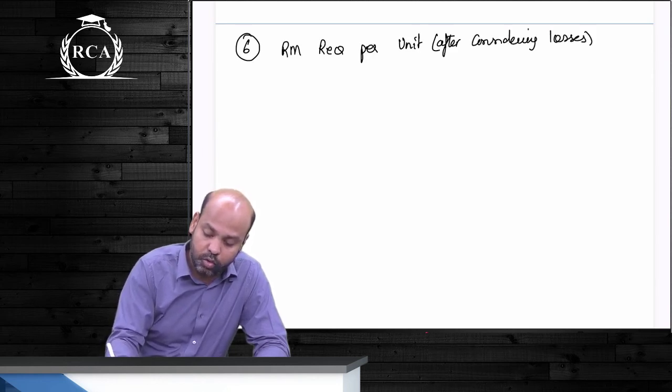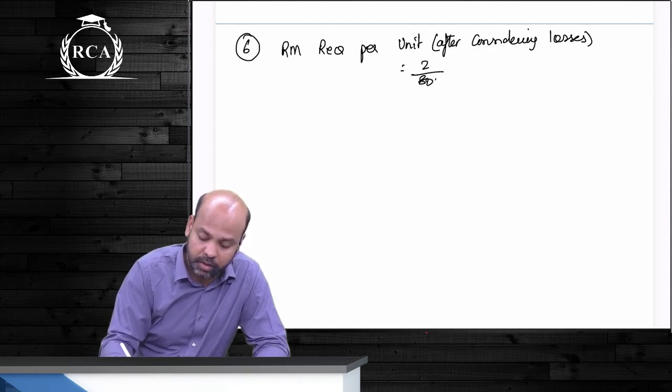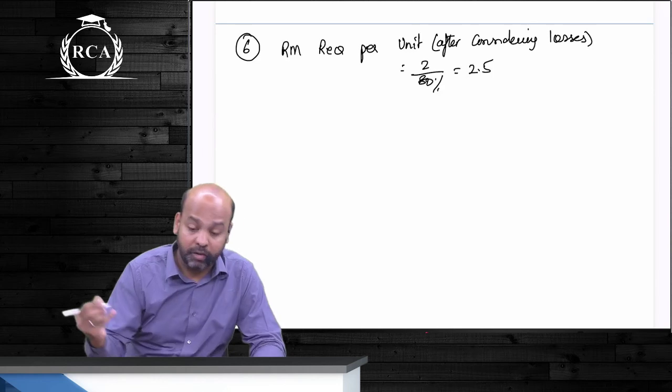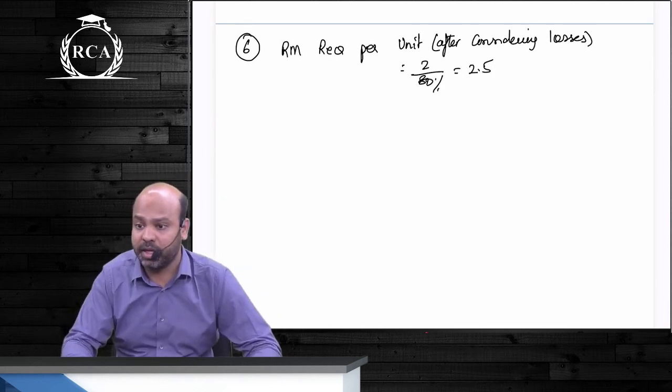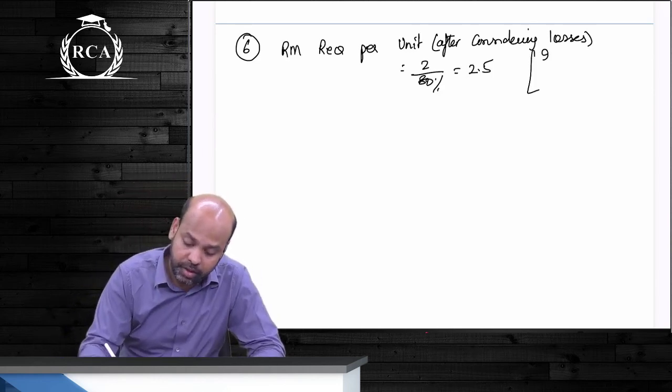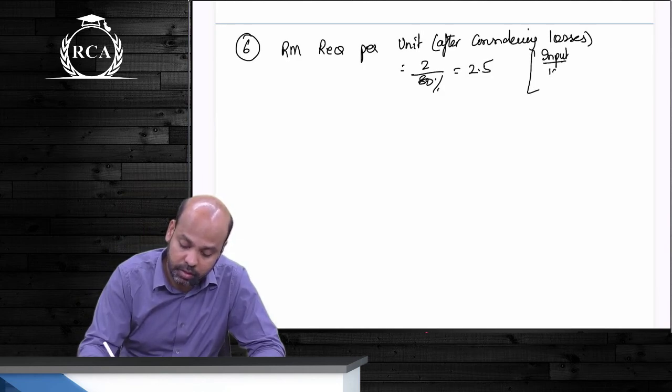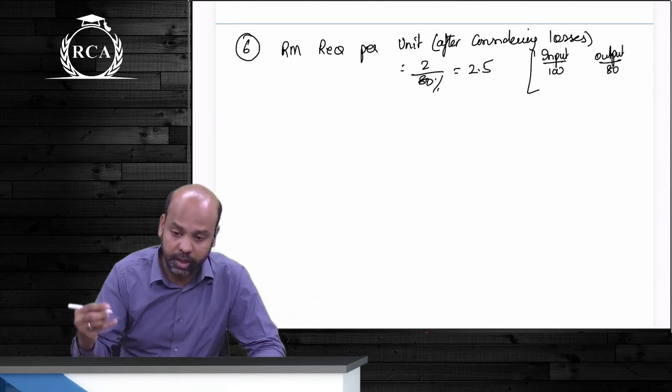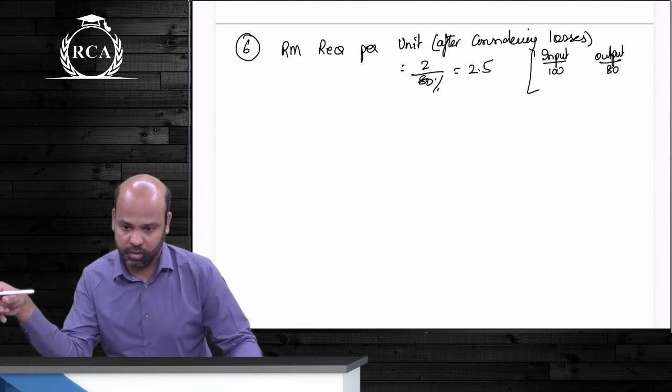I will write 2 divided by 80%. Why am I dividing 2 by 80%? Understood or not? If input is 100, output is only going to be 80. There is going to be a loss.